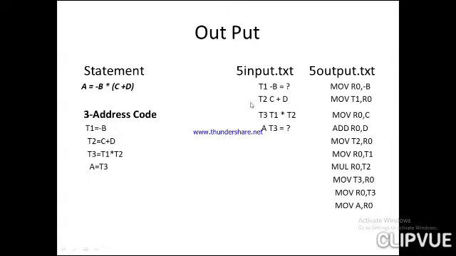So which is the result? T2 is the result, argument 1 is C, operator is plus, and argument 2 is D. This program works only for this particular statement and for this 3 address code representation. If you take any different one, I think it will not be considered.